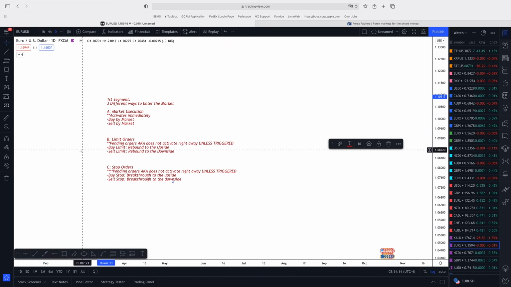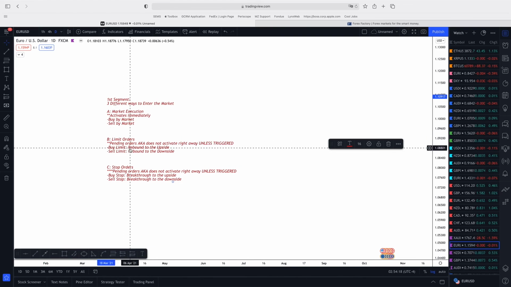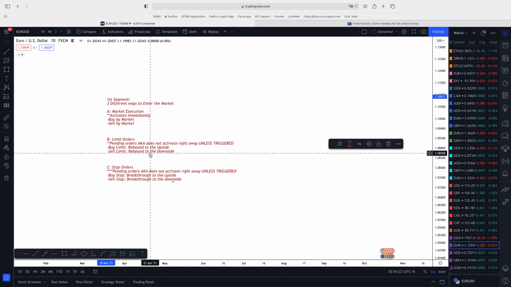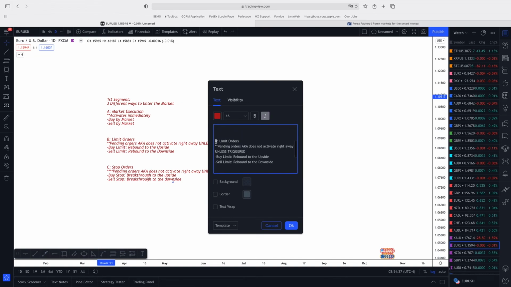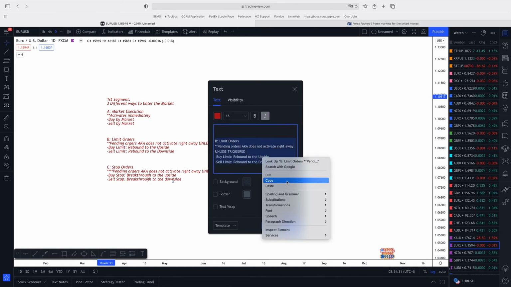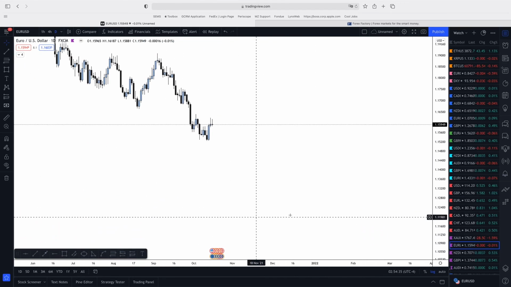What do I mean? You guys are able to see right here, buy limit. What is a buy limit? A rebound to the upside. What is a sell limit? A rebound to the downside. So let me go ahead and copy this, and I'm going to take you on a little show with me, so you guys are able to see exactly what I mean.